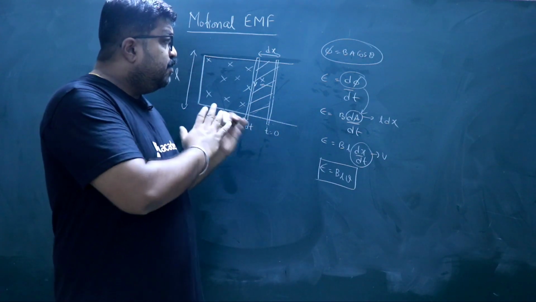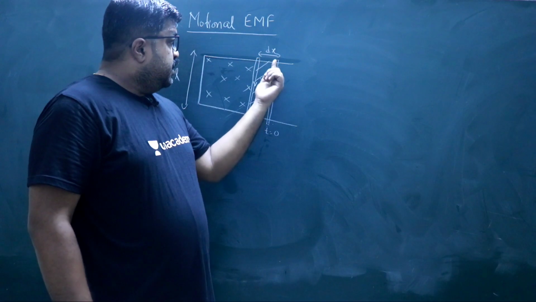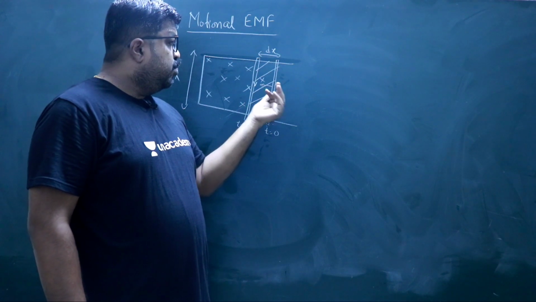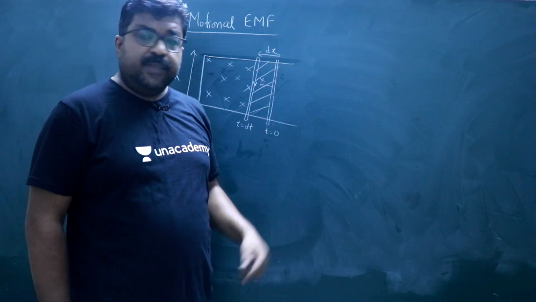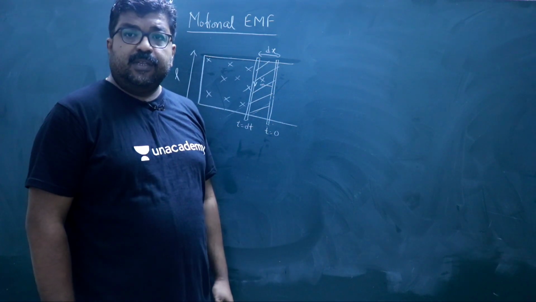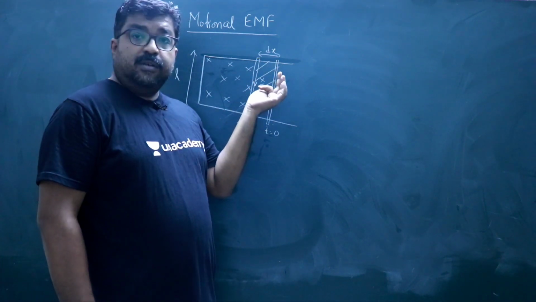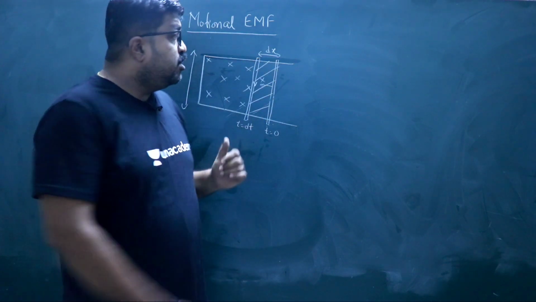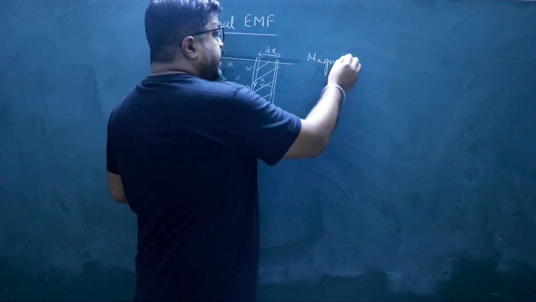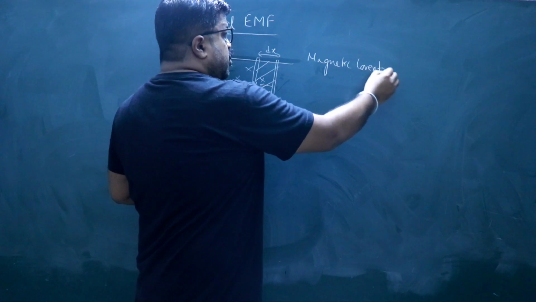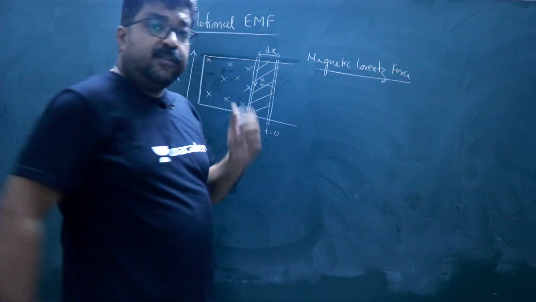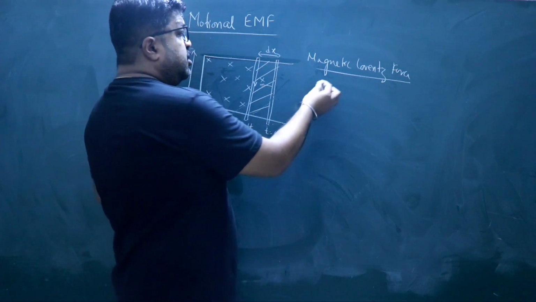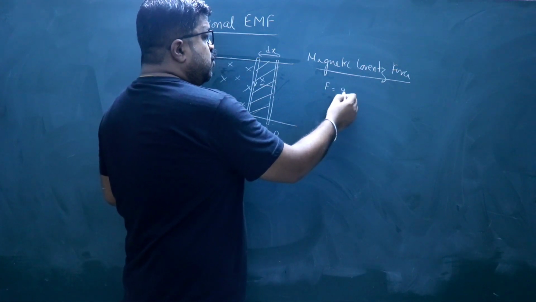There is another approach to this concept. When this conductor, this rod of length L, is pulled in this direction with the velocity v, the free electrons in it will experience a force due to the magnetic field. Why? Because of the magnetic Lorentz force. This is the force experienced by a charged particle moving in a magnetic field. So this Lorentz force F is equal to q v B.